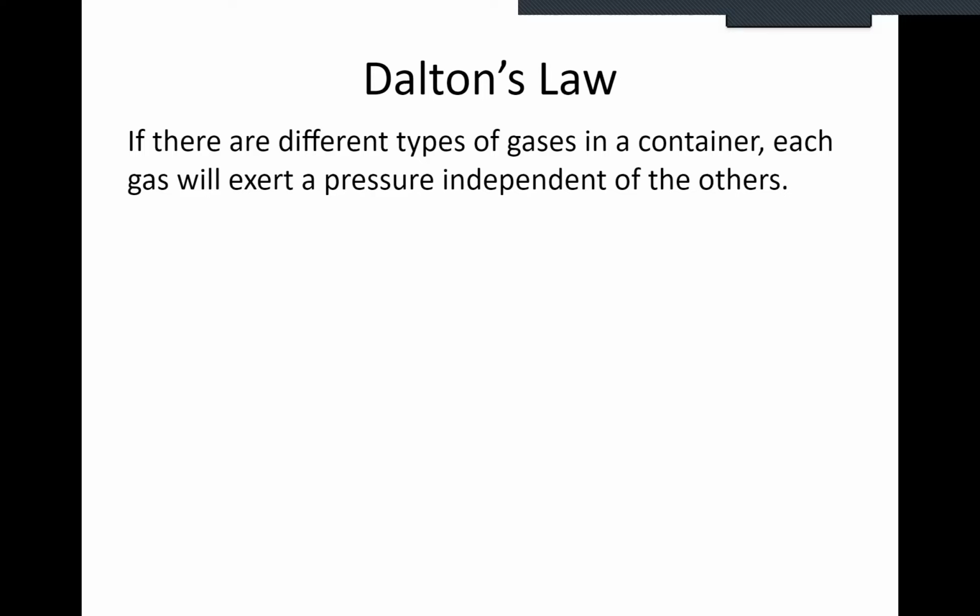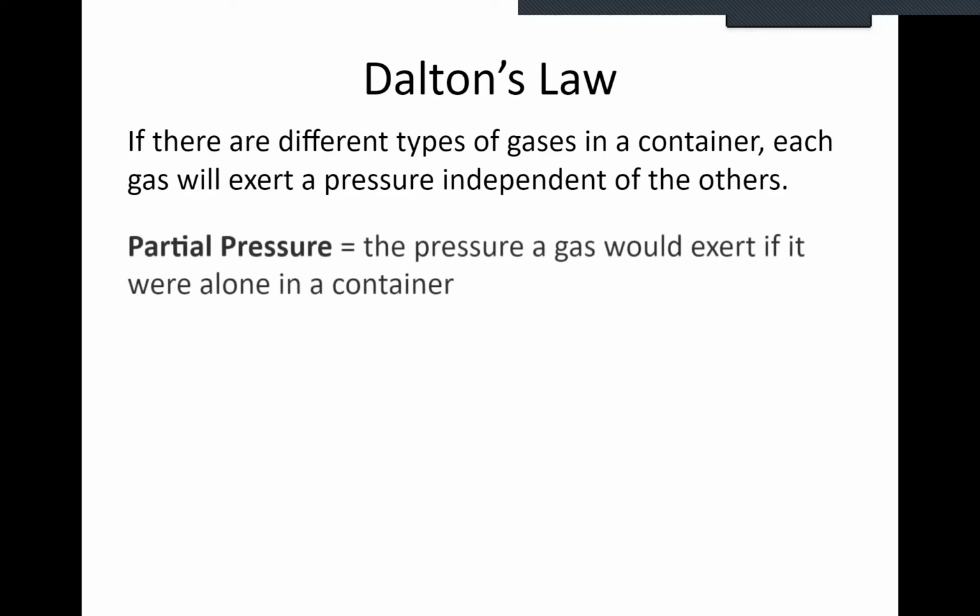You can double, triple, or quadruple the number of particles, and those particles will still not interfere with each other because of the tremendous amount of space in between them. So Dalton says, listen, I can calculate the pressure that each gas would exert on its own, and I'm going to call that the partial pressure. And according to Dalton's law, if you add up the partial pressures for all of the different types of gases that you have in a sample, you'll arrive at the total pressure.